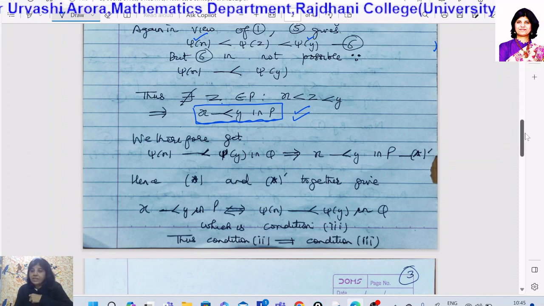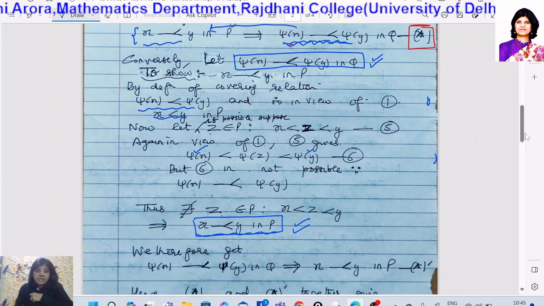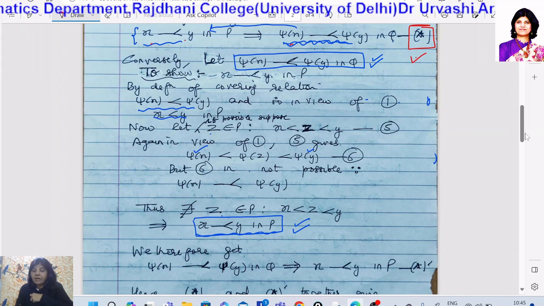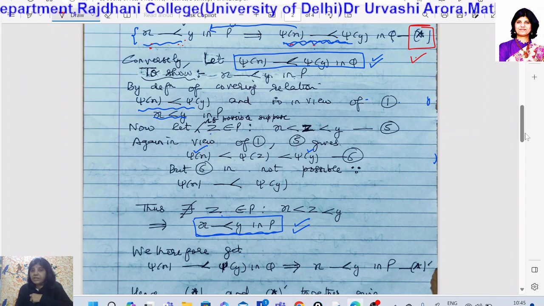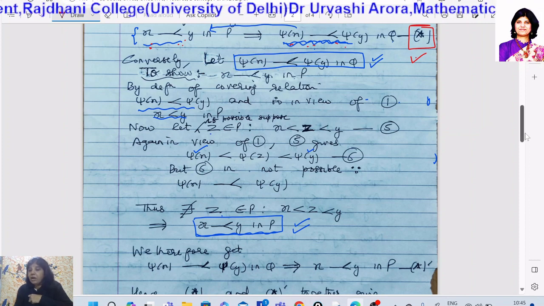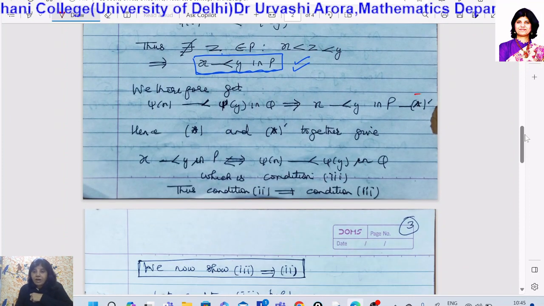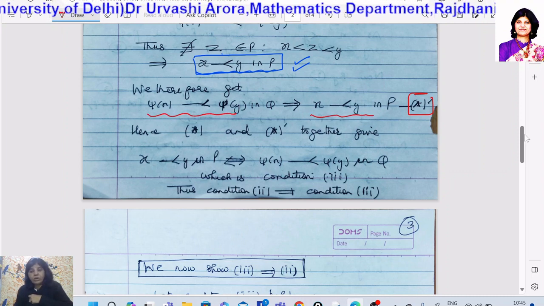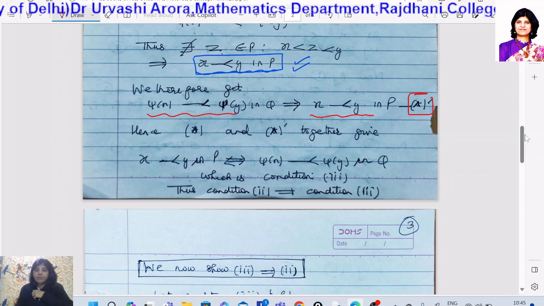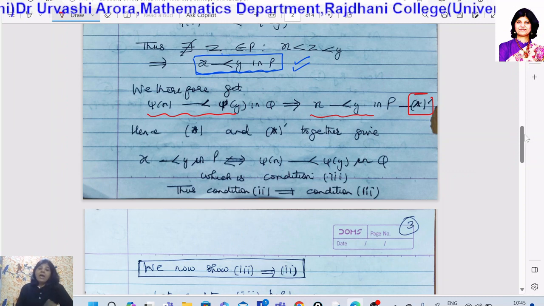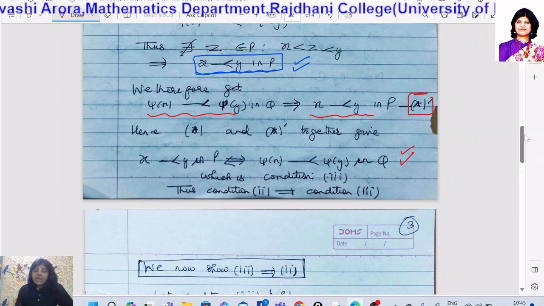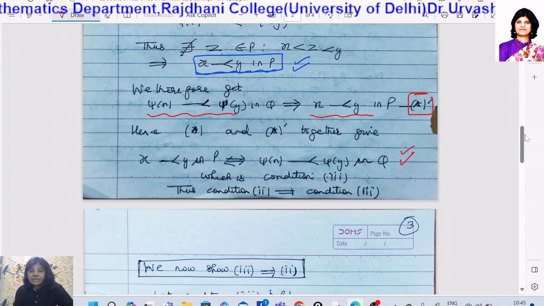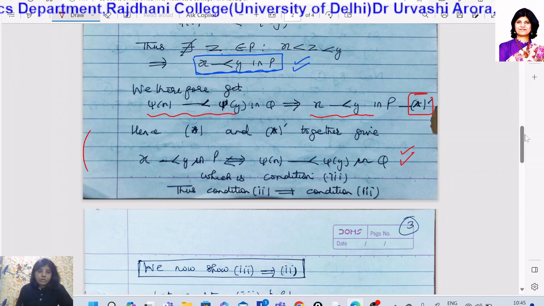I'm marking this as star dash. So one thing I had got was that if the elements are covered like this, then their images are covered like this. This we had marked as star. And now in star dash we have got that if the images are covered like this, then the elements are also covered like this. If I take star and star dash together, the two-way implication is true: if x is covered by y in P, then psi x will be covered by psi y in Q, and conversely also. So this is actually the case.